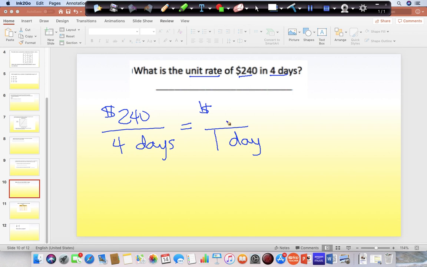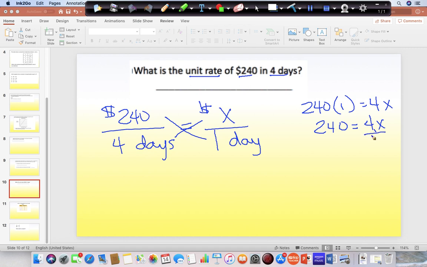So here, when we're trying to solve for x, we cross multiply both ways. 240 times 1 is equal to 4 times x. 240 times 1 is 240. And we want to divide both sides by 4 because right now x is being multiplied times 4. So to solve this, we need to do the opposite and divide both sides by 4. 4 divided by 4 is 1, and 1 times x is x. 240 divided by 4 gives us 60.